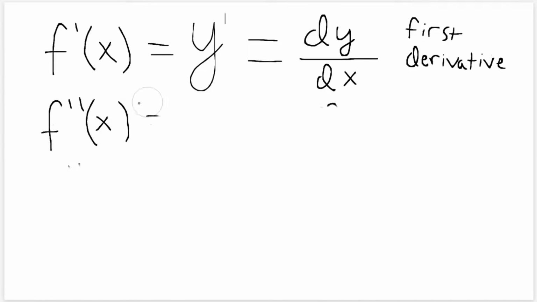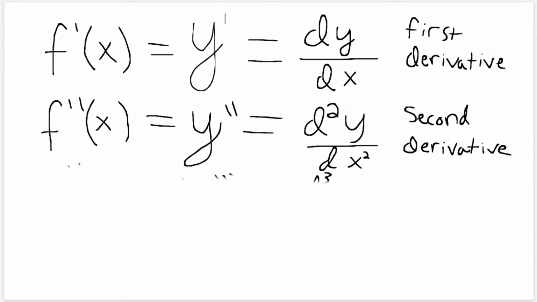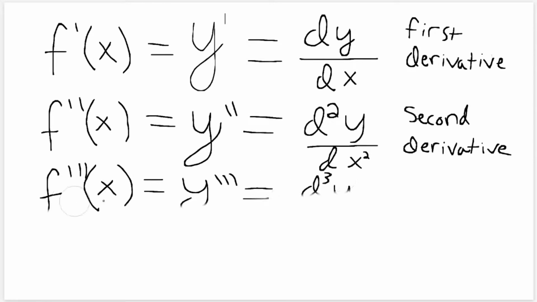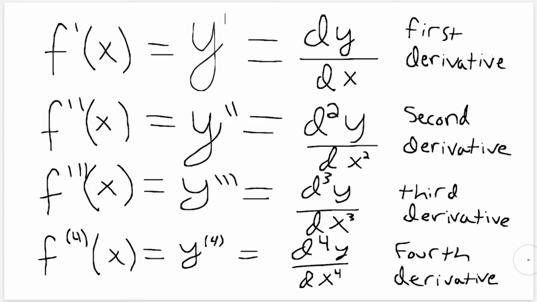This is pronounced f double prime of x, and as you can imagine, would be notated y double prime. And this is where it gets a little tricky. So this is notated as d to the second y over dx to the second, and this is the second derivative. So the same pattern will continue going on through triple primes, but when we get to the fourth derivative we start getting lazy and we don't want to write all the dashes, so we just put it in parentheses.